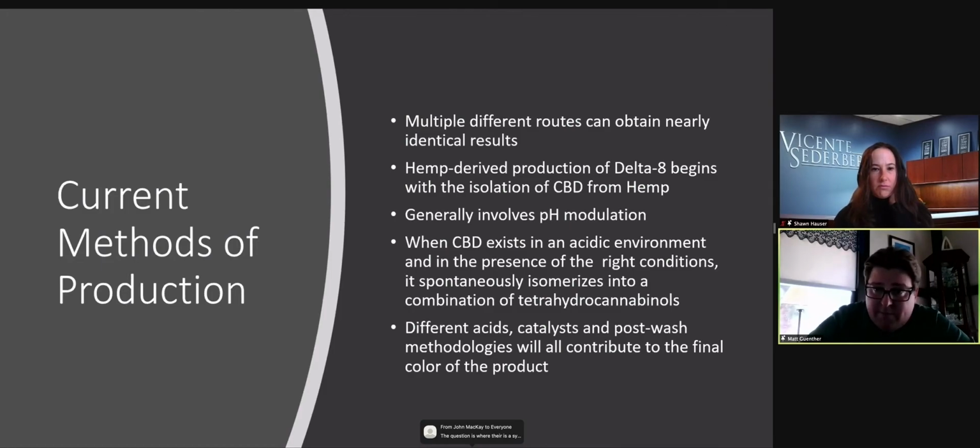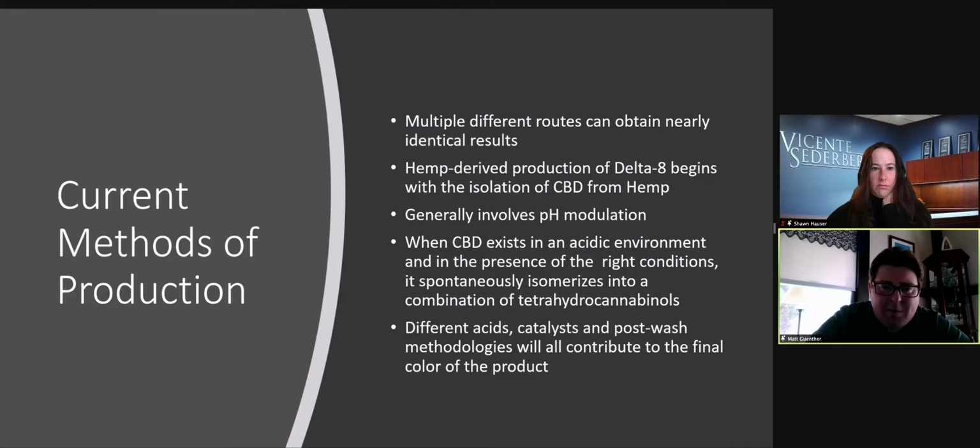Hemp-derived production begins with extracting and isolating CBD from hemp, and then from there, it generally involves a pH modulation. There are some neutral routes out there, but generally, somebody is going to put it in a more acidic environment, and in the presence of the right concentrations, right conditions, it does it itself. We're not doing much of anything. It just spontaneously starts isomerizing into a combination of tetrahydrocannabinols, the same way it did in 1941. Again, they had a mixture of a bunch of different tetrahydrocannabinols there. Obviously, we've gotten much better over the years at getting exactly what we want out of the product.